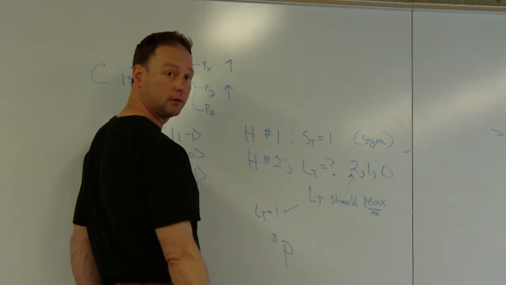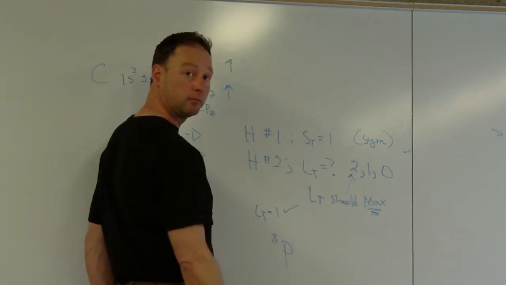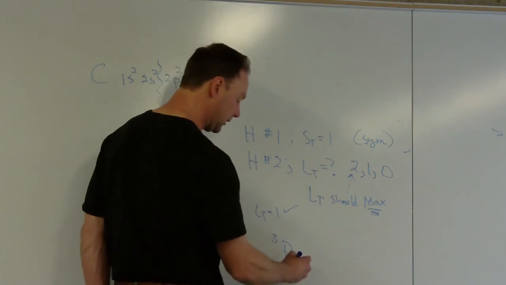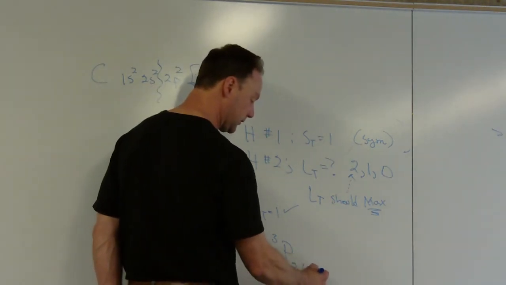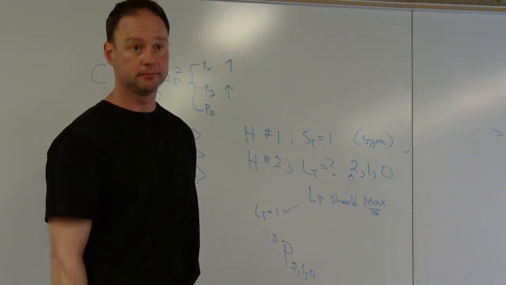J would be 2. All right, and if I have S total is 1 and the L total is 1, then J can be 2, 1, or 0. So I could have a 2, 1, or 0. Or that's the absolute value.